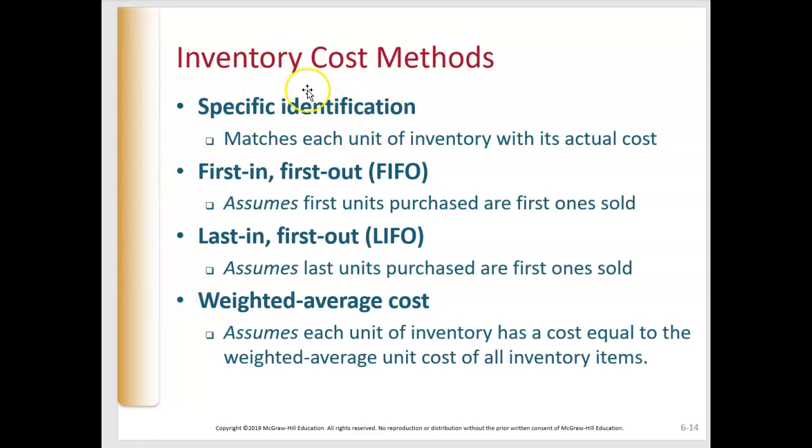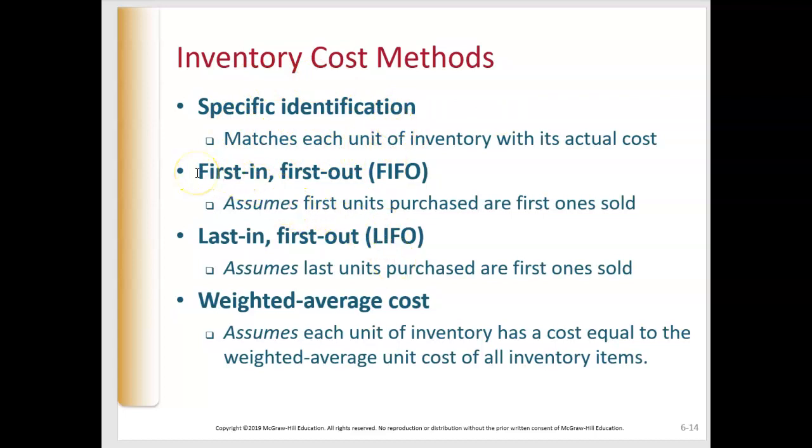So specific identification is actually matching each unit of inventory with its actual cost and tracing it right out to the customer it was sold to. Things like cars and things like that. Those are big items. They're uniquely identifiable, so it's easy to track them.